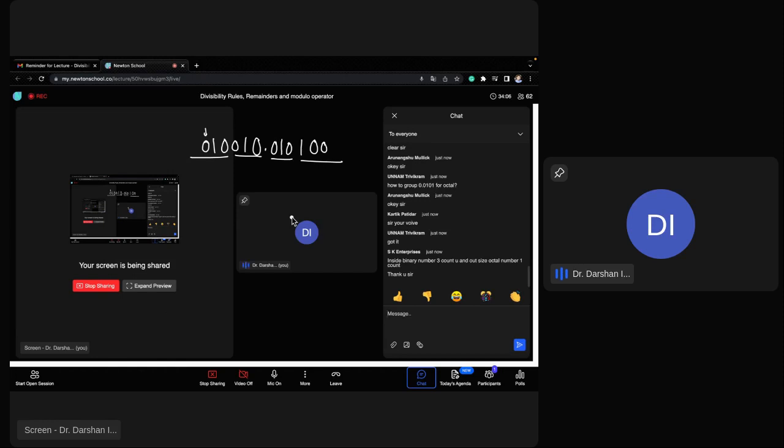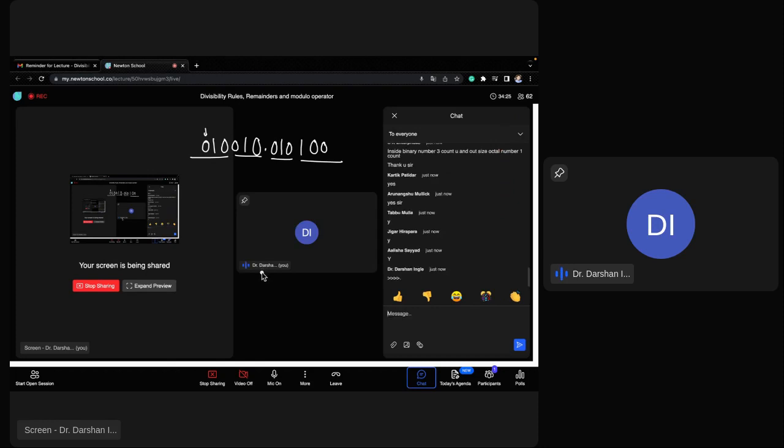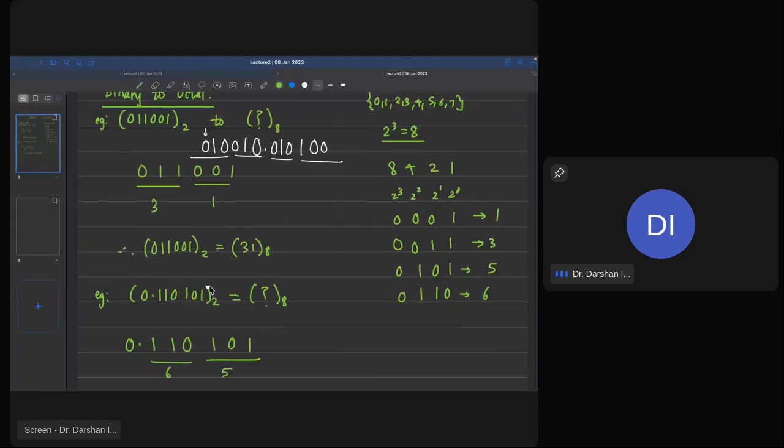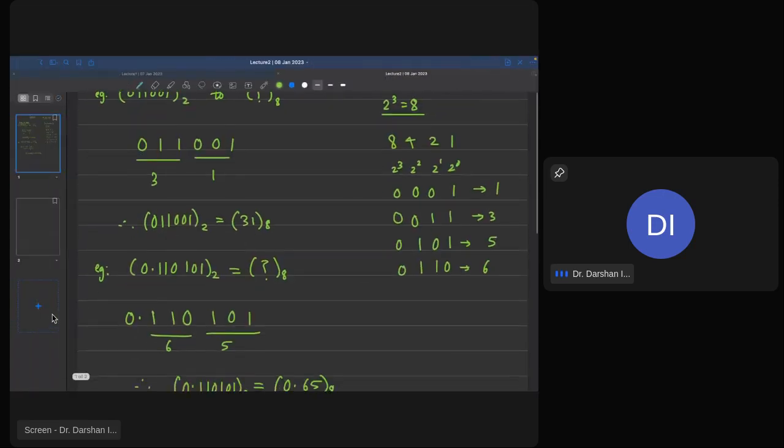Chalo, then let's move on with our today's agenda. Thumbs up. All good. Let's proceed ahead. Super awesome. Perfect. Thank you very much. Chalo, let's go ahead.